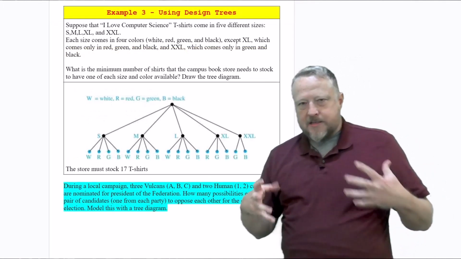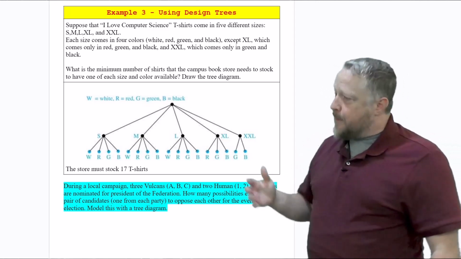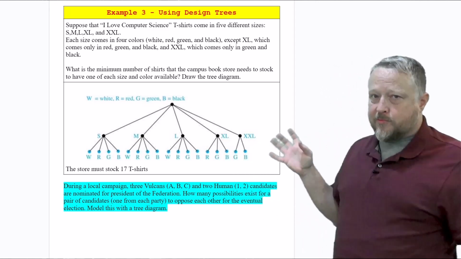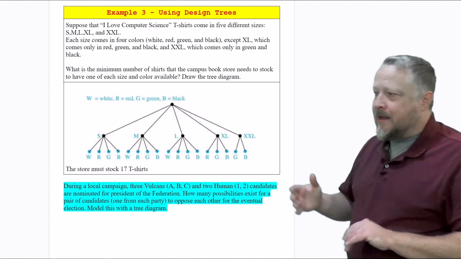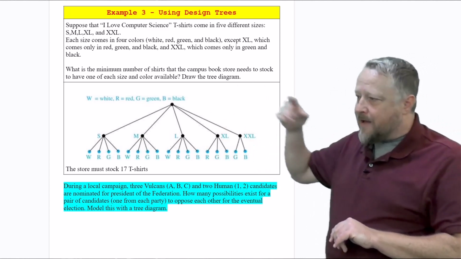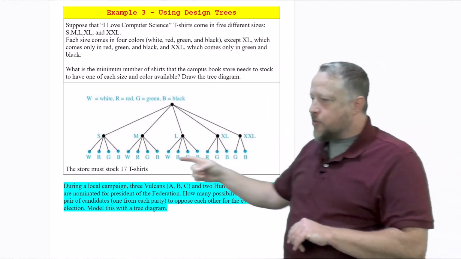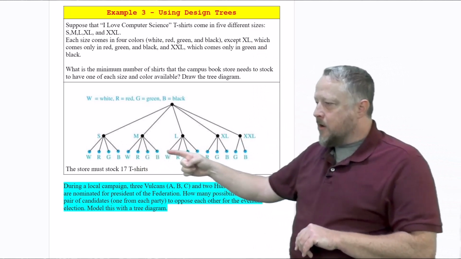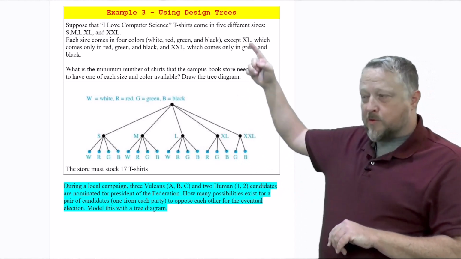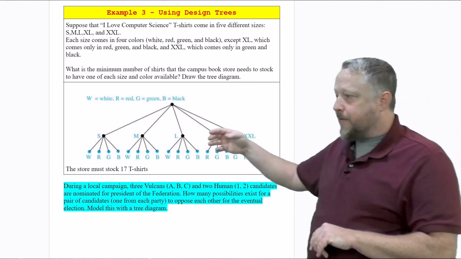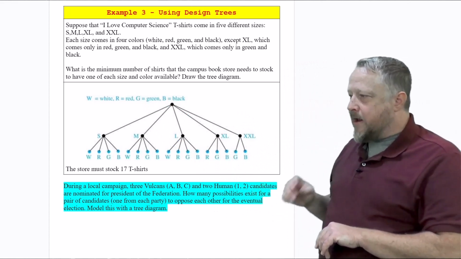Here's where things get a little bit more interesting. I'm a visual guy, but honestly, I'm not sure how you'd be able to do this without doing it visually, and that's introducing the tree diagram. In this one, I Love Computer Science t-shirts come in 5 different sizes: a small, a medium, a large, an extra large, and an extra extra large. Each size comes in 4 colors: red, white, green, and black.